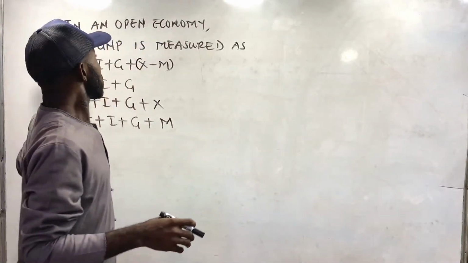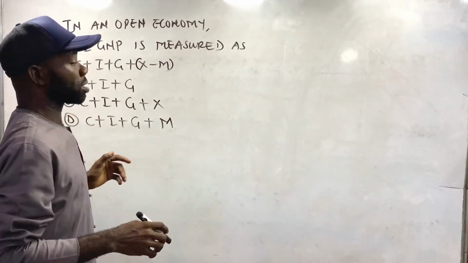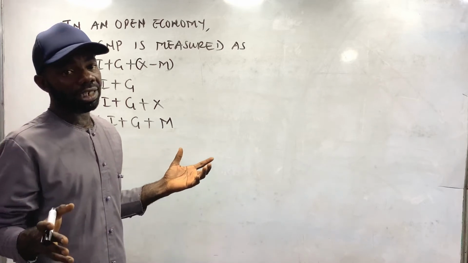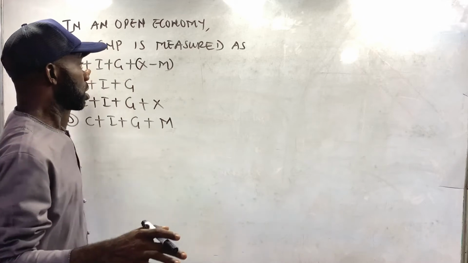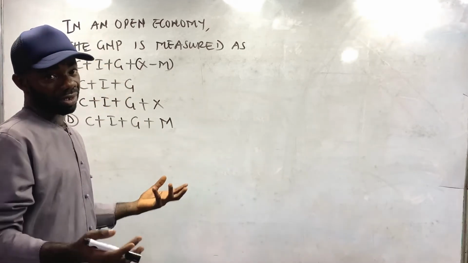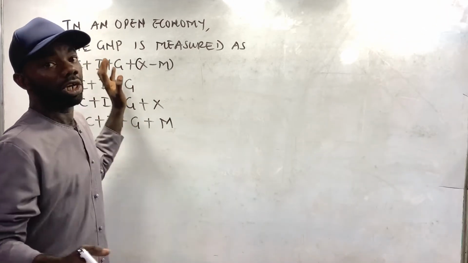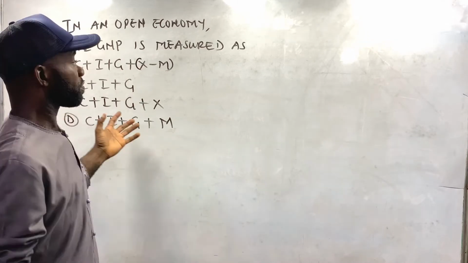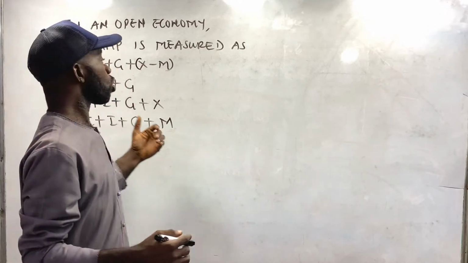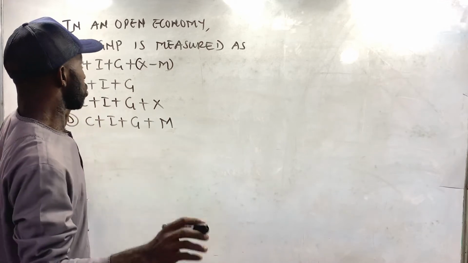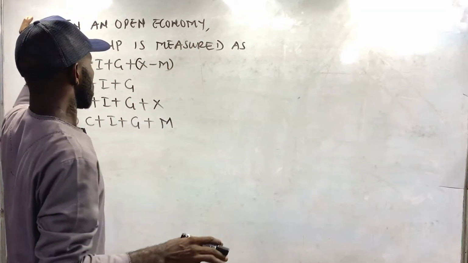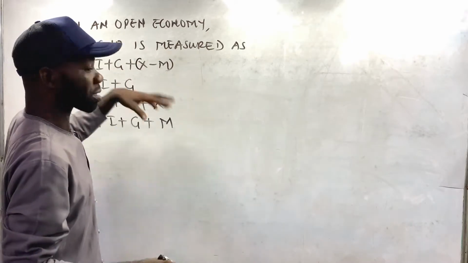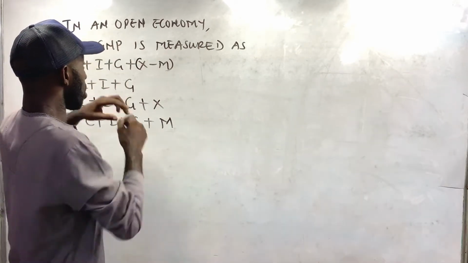All right, the next question is a question from National Income Accounting. And this National Income Accounting question is a 10 seconds question. You don't need to stress yourself because it's just a question that wants to know if the students know the difference between open economy and closed economy. The question says, in an open economy, the GDP is measured as what?